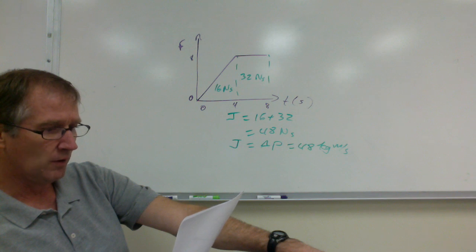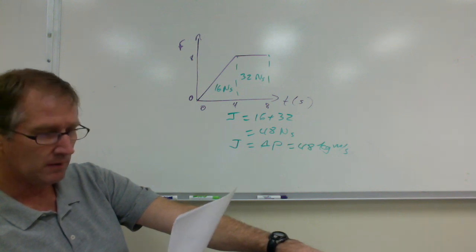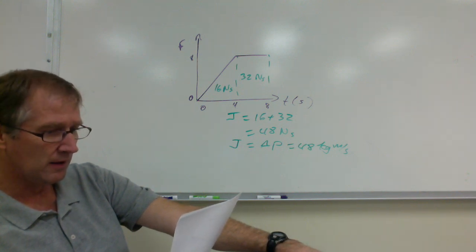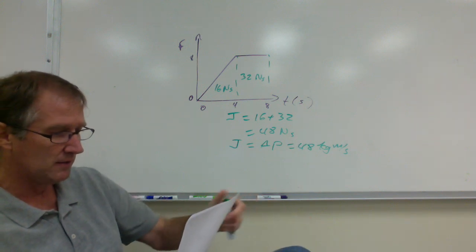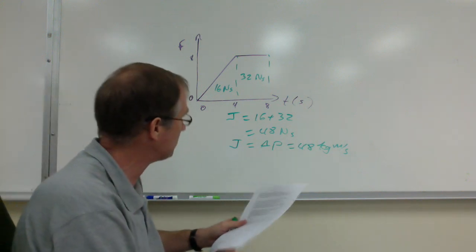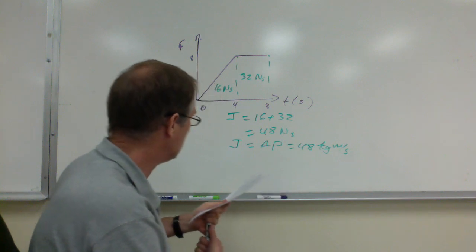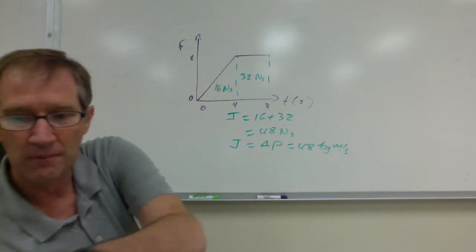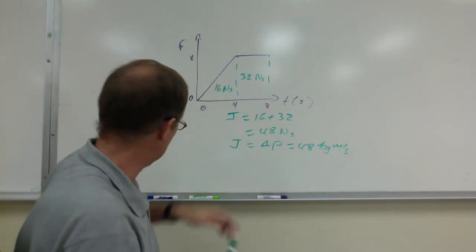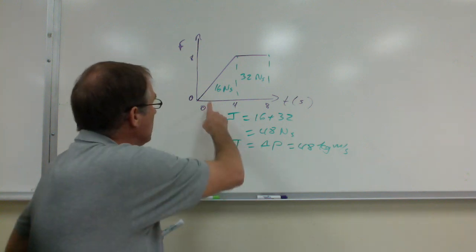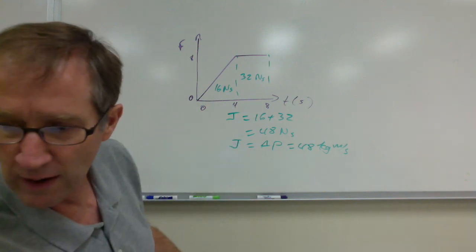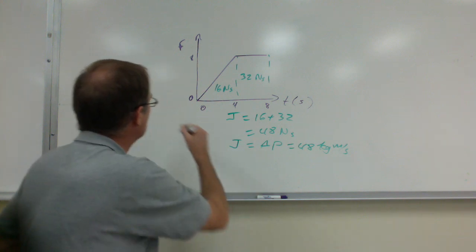If I find a typo in mine, I'll correct it by the time you get this. If the object starts from rest and has a mass of 2 kilograms, determine its velocity at 10 seconds. It's supposed to be 8 seconds. So determine its velocity at 8 seconds, at that point right there, if it starts from rest and has a mass of 2 kilograms.